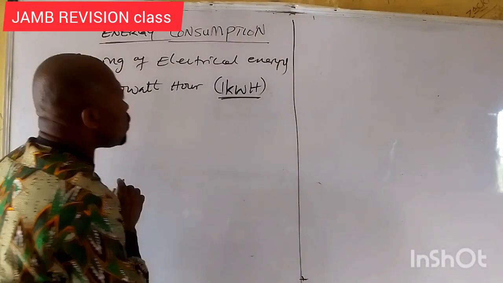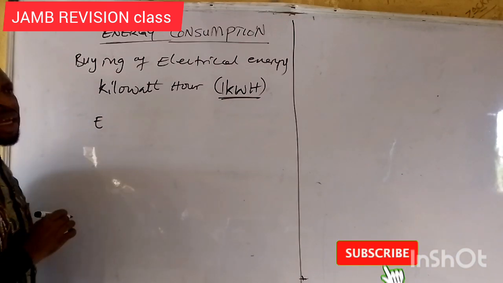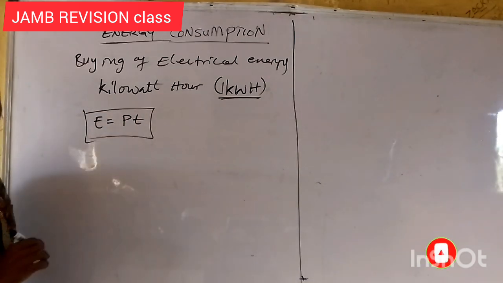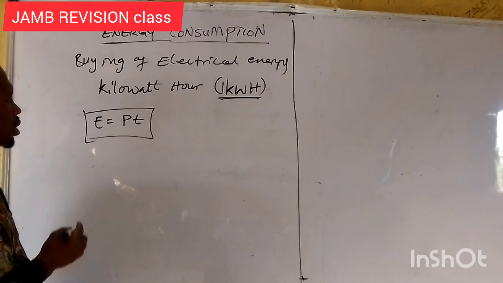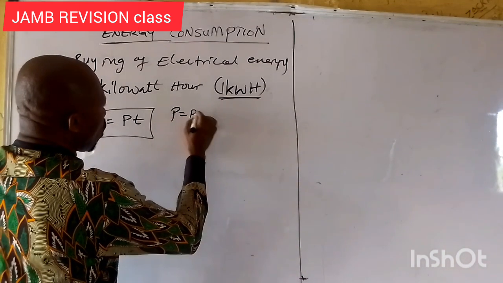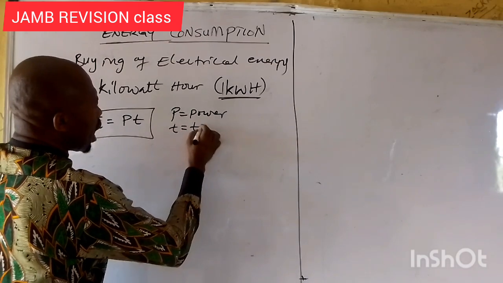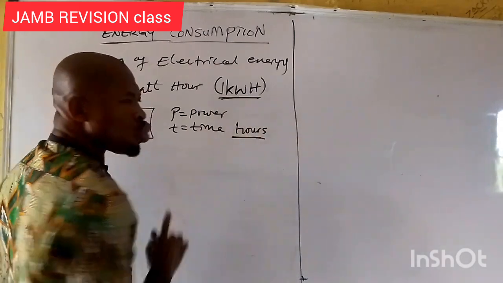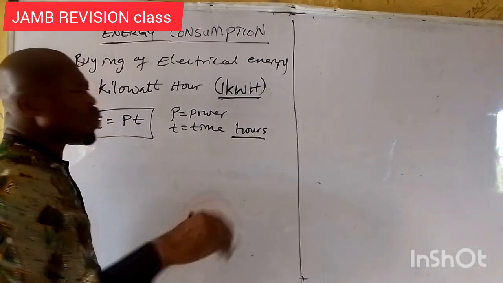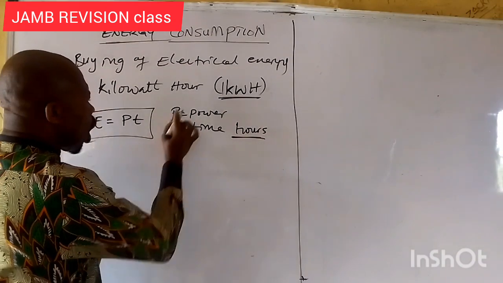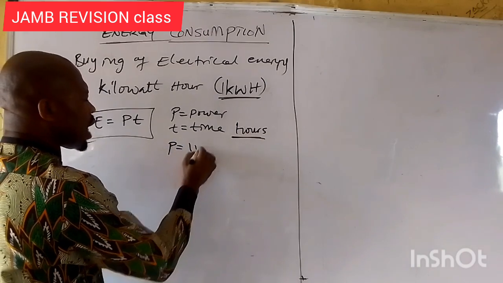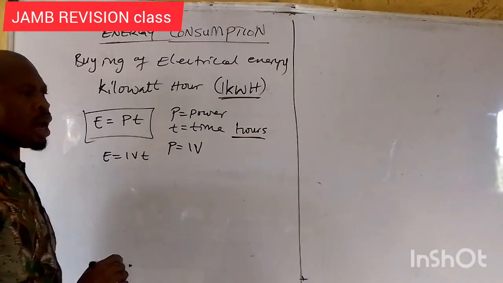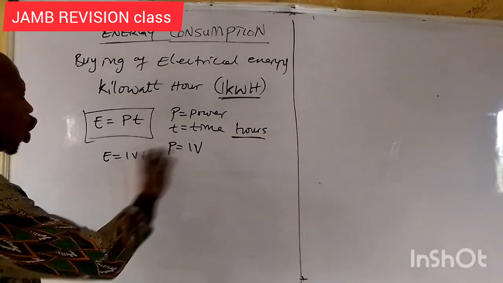Now, energy is expressed as power times time. This is the formula for energy, where P is the power and T is the time. This time is measured in hours. Power, P, can also be represented as IV. In other words, energy here can now be IVT, and all the rest of them.